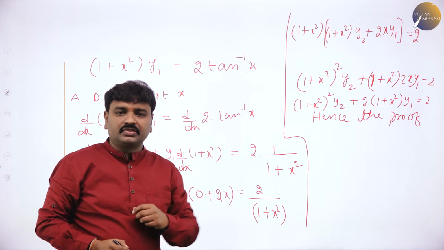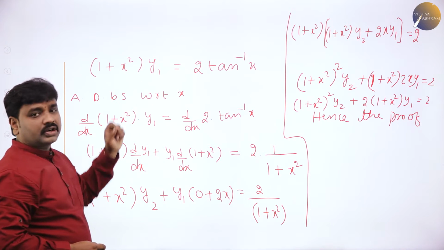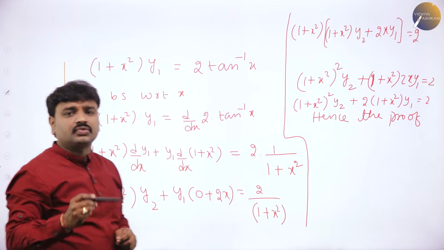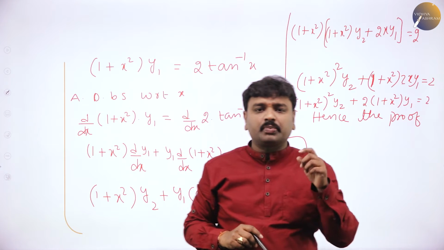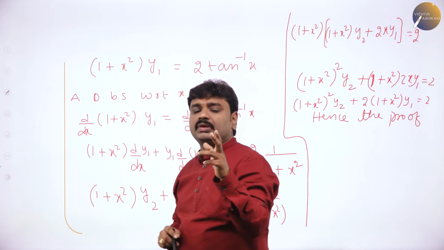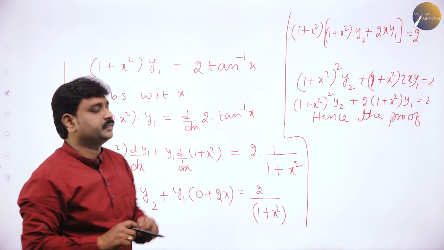I hope all of you got this. So here we used the product rule. What is the derivative of tan inverse x? 1 by 1 plus x square. Now what is the product rule? First into derivative of second plus second into derivative of first.